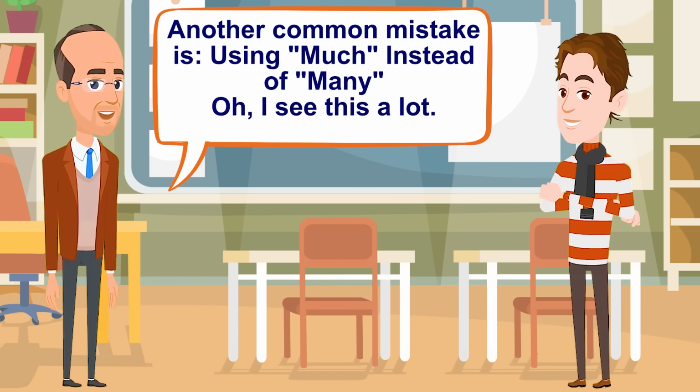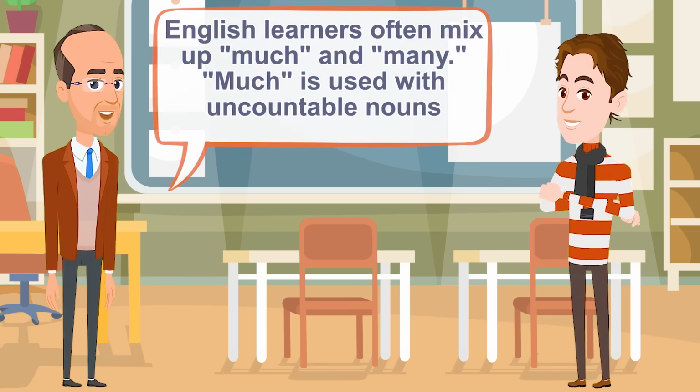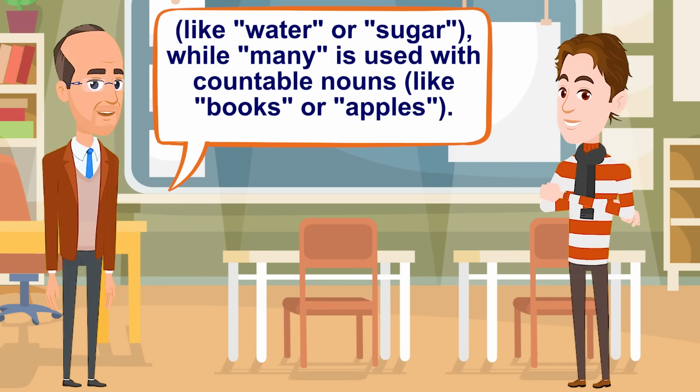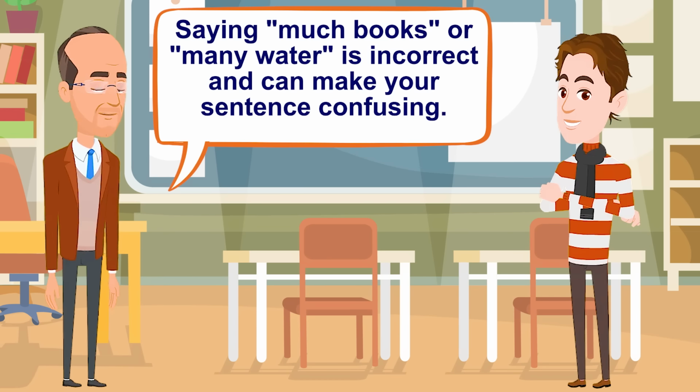Another common mistake is using much instead of many. Oh, I see this a lot. English learners often mix up much and many. Much is used with uncountable nouns, like water or sugar, while many is used with countable nouns, like books or apples. Saying much books or many water is incorrect and can make your sentence confusing.